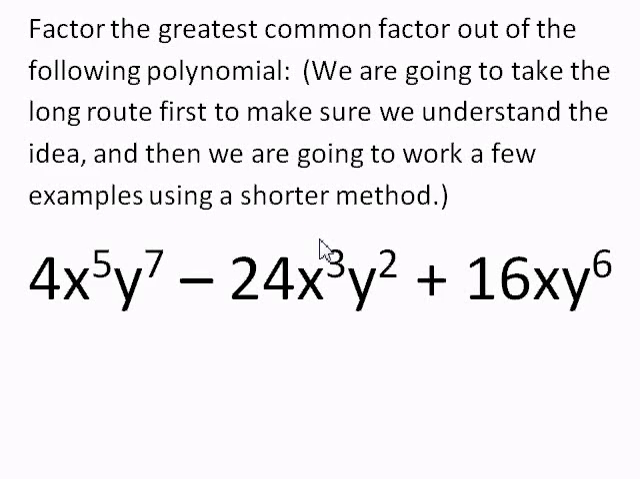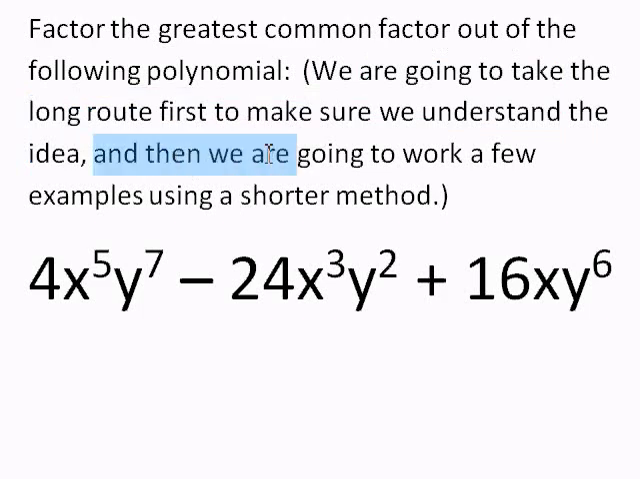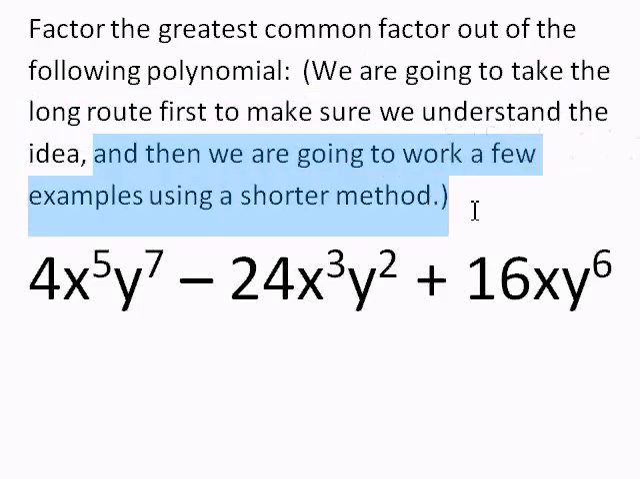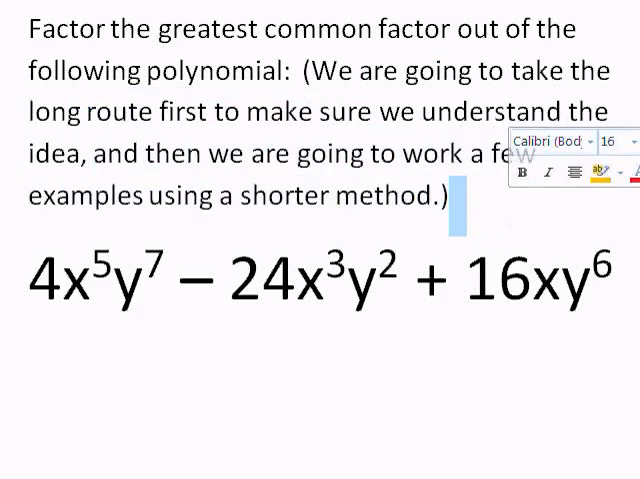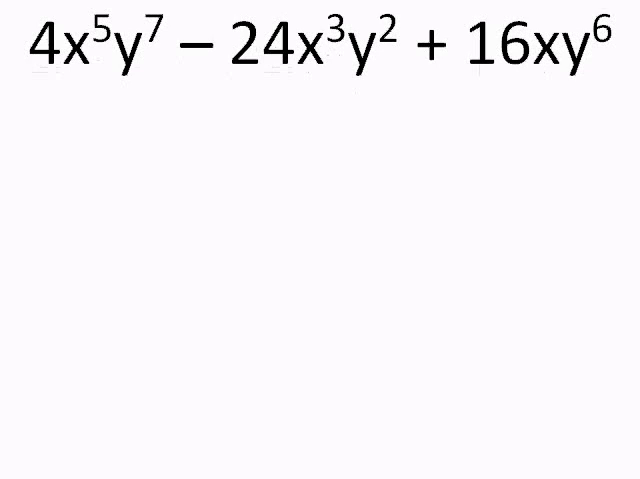So we're going to factor the greatest common factor out of the following polynomial. To do this, we're going to take the long route first to make sure we understand the idea, and then I'm going to go backwards and show you how to work a few examples using the shorter method. Now, the long method, as I mentioned earlier, is to list the factors of every single term in our polynomial.